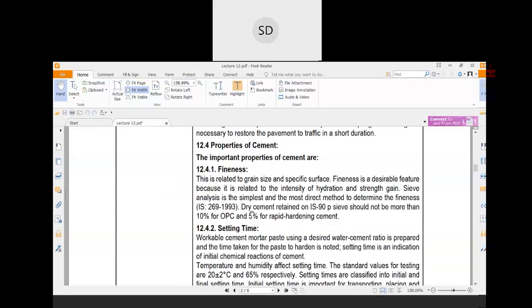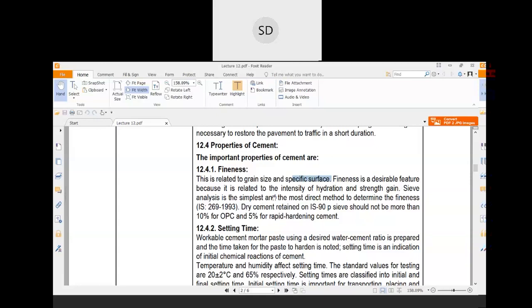Now there are different properties of the cement. These are the properties. First one is fineness. This is related to grain size and specific surface. Fineness is a desirable feature because it is related to the intensity of hydration and strength gain. If the cement is not fine, the hydration procedure will not be in full swing, and it will affect the strength of the cement.